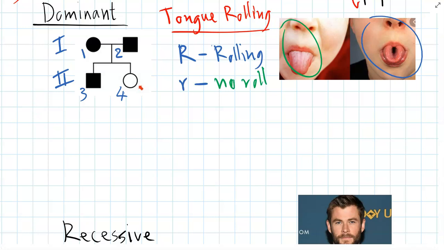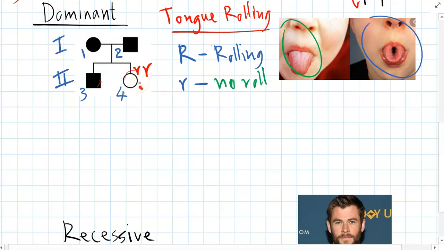So looking at the shading, we can see that both parents can roll their tongue. They have this trait. And their son has the tongue rolling trait too, but the daughter doesn't. So the question is, can we use this to prove if tongue rolling is dominant or not? Well, one strategy we can use is to try and figure out the genotype of each person in the family. So the daughter here, if she doesn't have the tongue rolling trait, she must have small r, because that's the only way to show that phenotype, that trait.